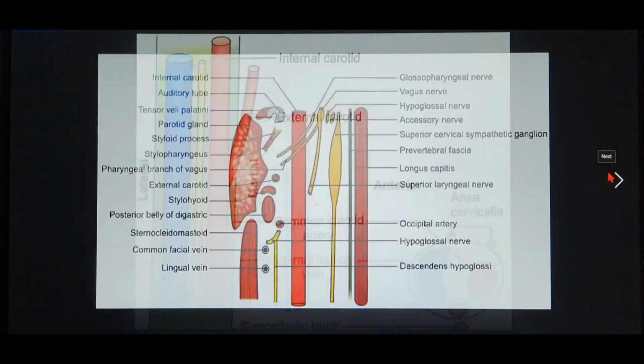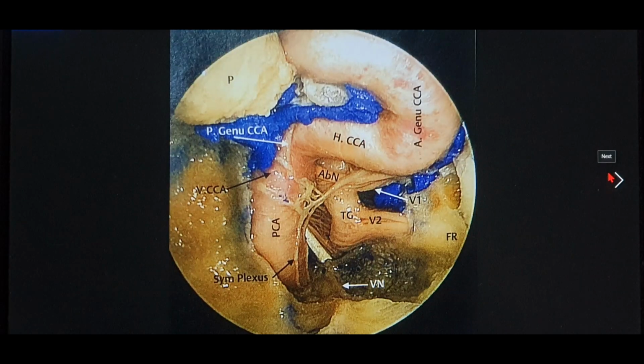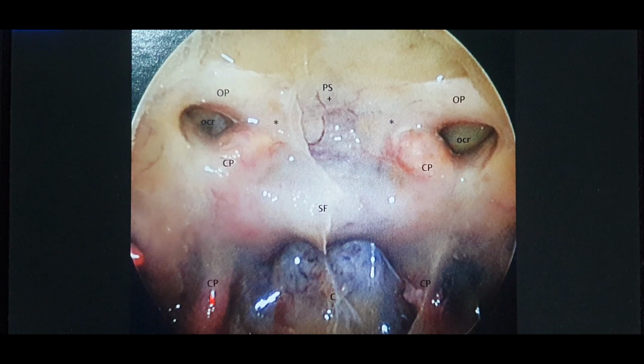Now, going back to the endoscopic picture of the artery, you can see this was the paraclival vertical. This is the entire clivus over here. That's the paraclival carotid artery. Now, this is the pituitary gland right over here. That's the optic nerve. That's the superior part of the internal carotid artery on both sides, and that's the pituitary gland right here behind the bone.